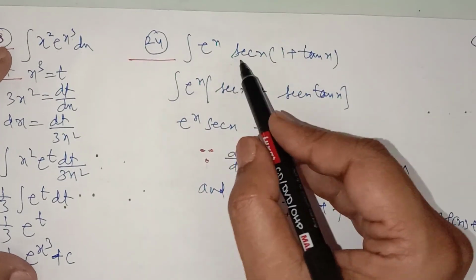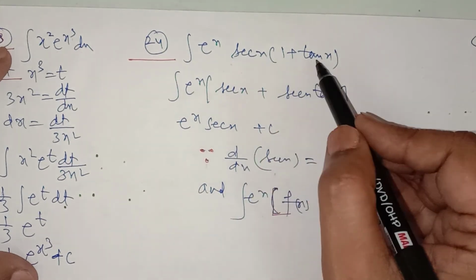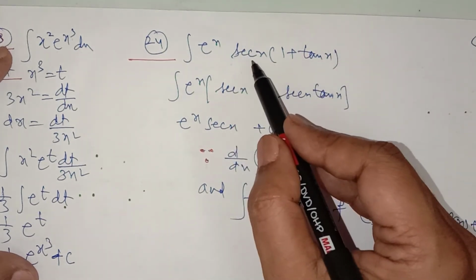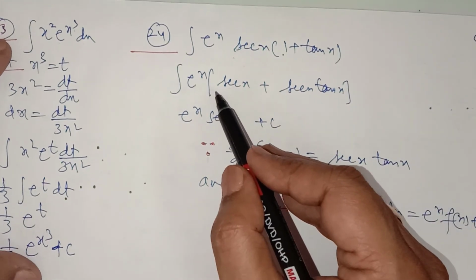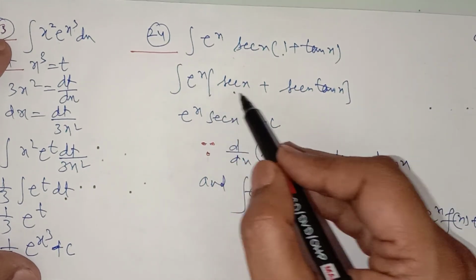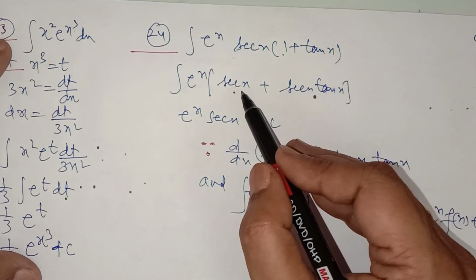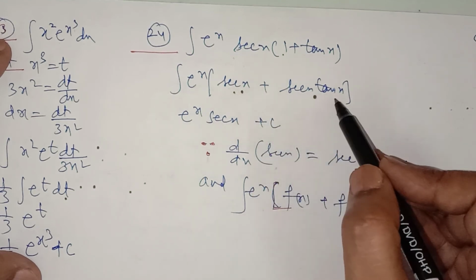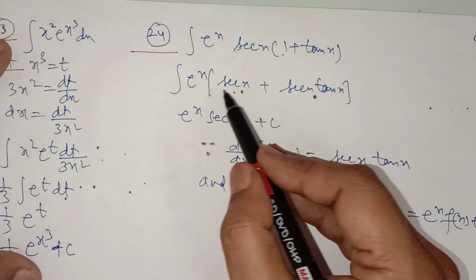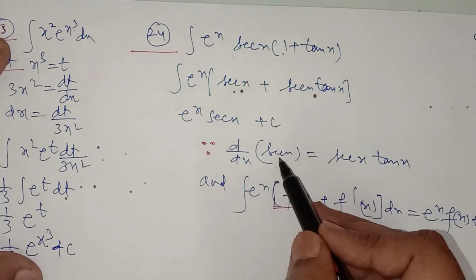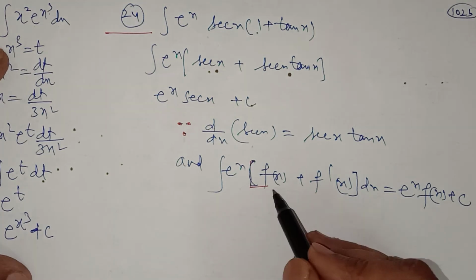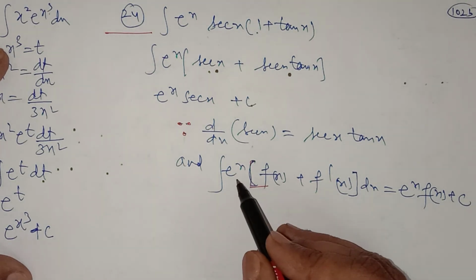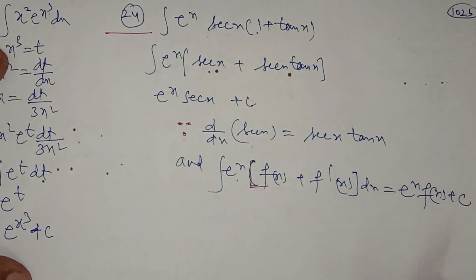Question number 24 is e raised to power x into sec x (1 plus tan x). If you open this bracket, it will be sec x plus sec x into tan x. And it is the property of integration by parts, e to the power x (f(x) plus f dash x). The derivative of sec x is sec x into tan x, so it will be equal to e to the power x sec x plus c. We know this property that the integral of e to the power x (f(x) plus f dash x) is equal to e to the power x into f(x) plus c.